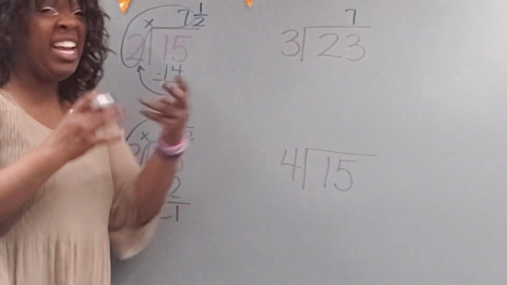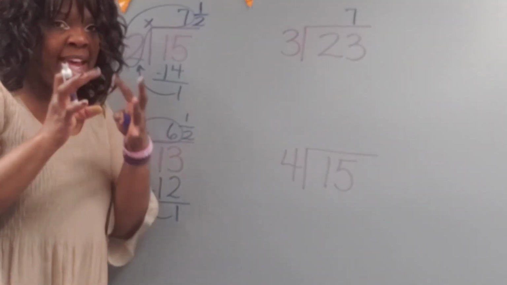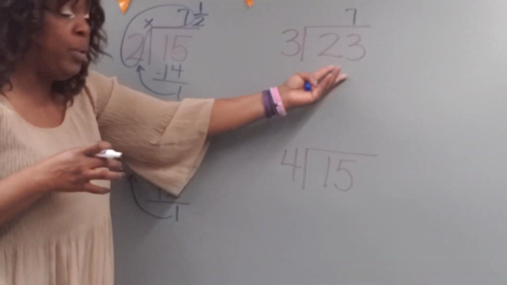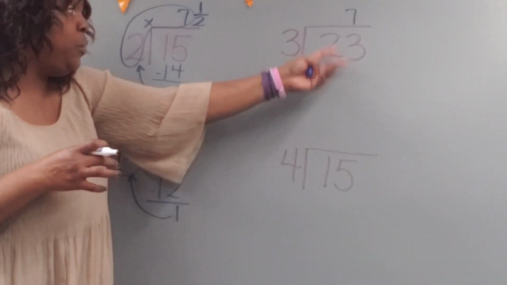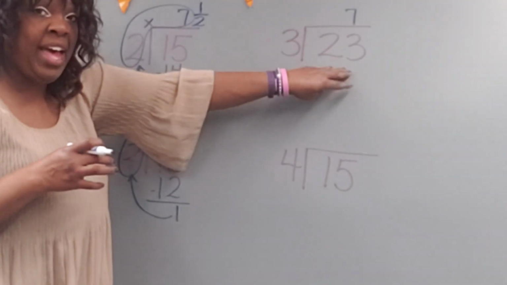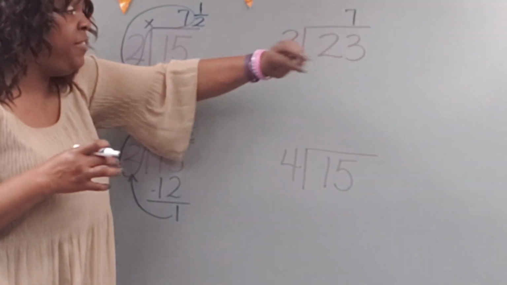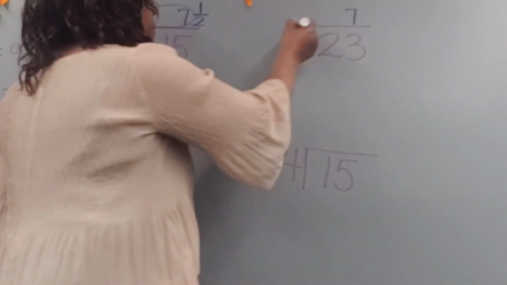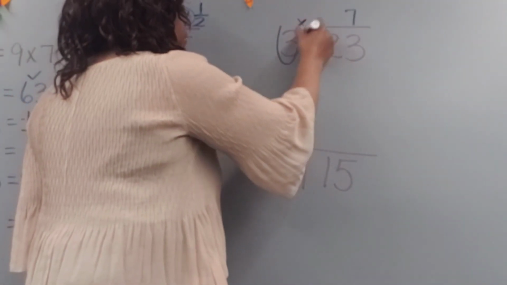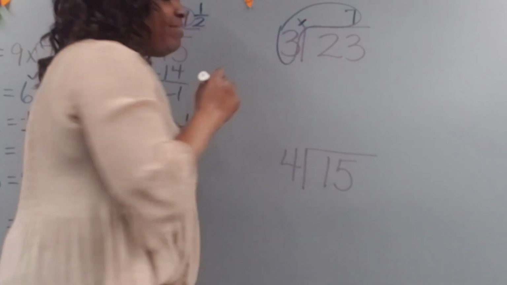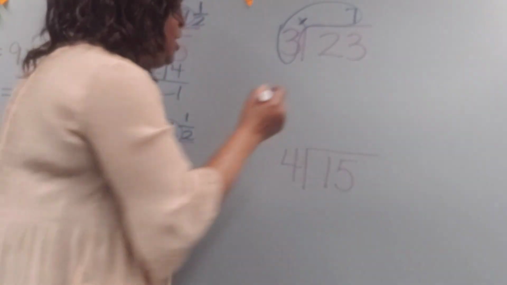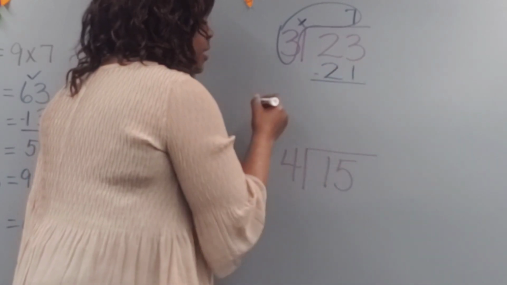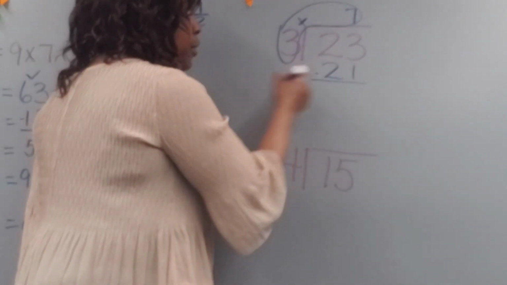And so remember, we're not even doing the 0 anymore. That was just a placekeeper. We're just going to look at both numbers, 23. So how many 3's are in 23 is 7. You put it above that 3 in the dividend, and then you multiply again. 7 times 3 equals, very good, 21. And we bring 21 underneath so that we can subtract 23 minus 21.